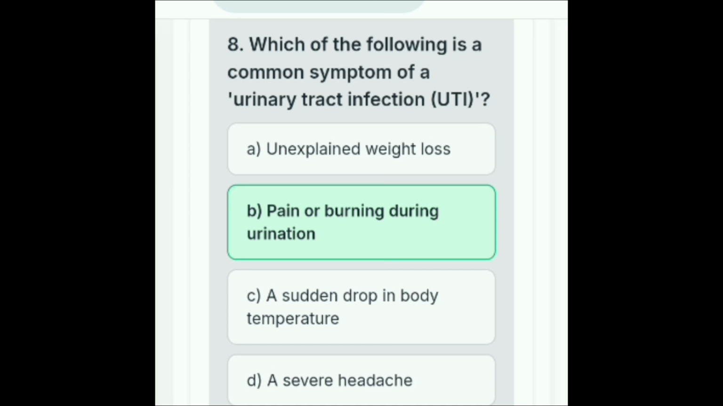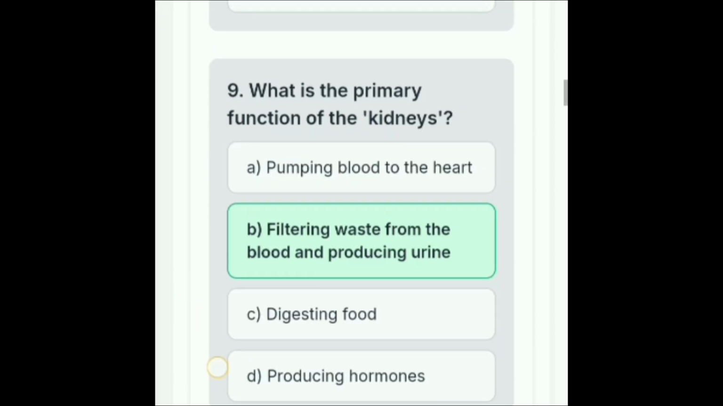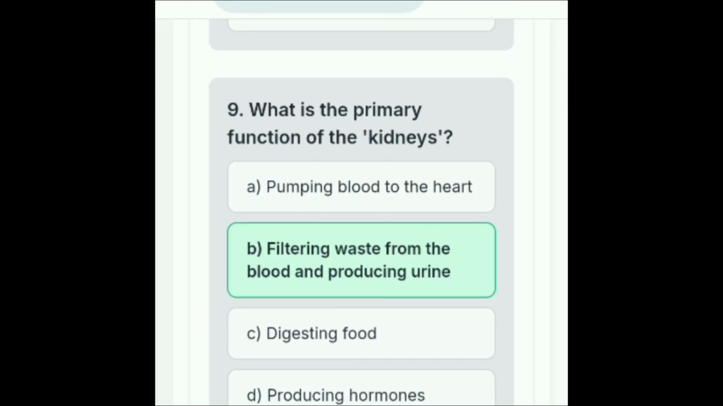Which of the following is a common symptom of a urinary tract infection, UTI? Option A, unexplained weight loss. Option B, pain or burning during urination. Option C, sudden drop in body temperature. Option D, a severe headache. So B is correct.